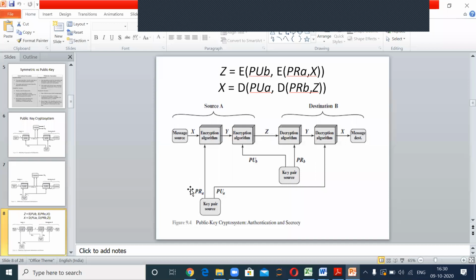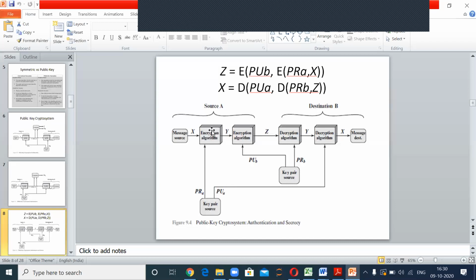The sender's private key, that's why PRa, where A represents source A. By using this sender private key, the encryption process is done. After that, the original plain text is transformed to some other format. That transformed format is again encrypted by using the receiver's public key, PUb. You observe the receiver's public key, right?